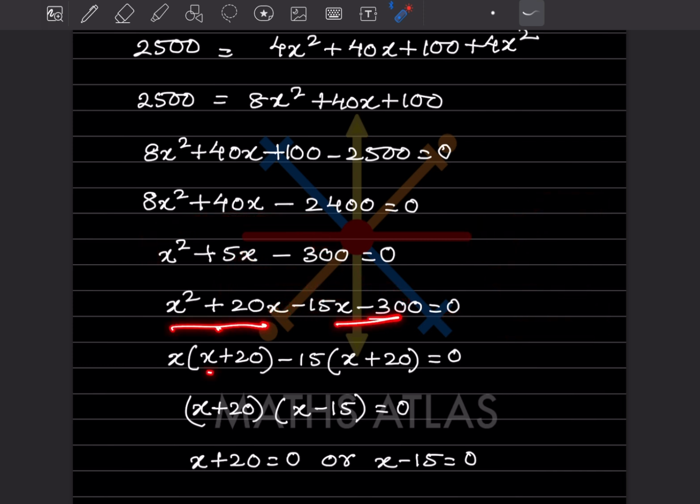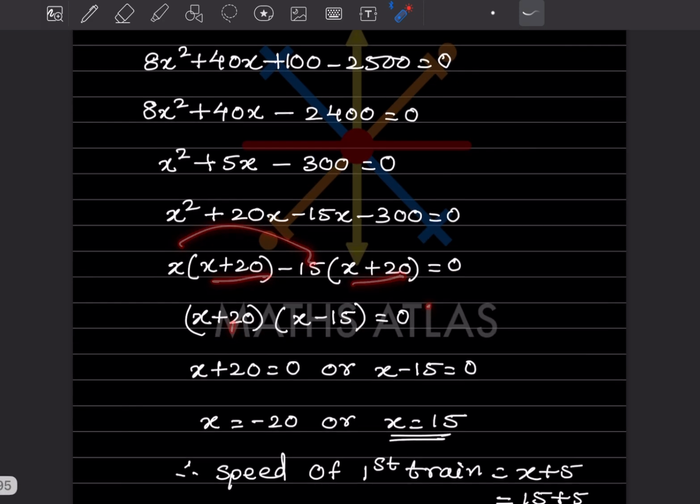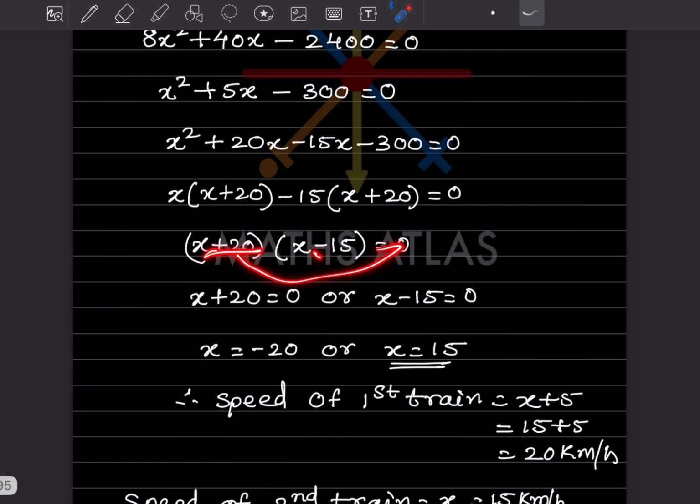From the first one, x is common, this will be x plus 20, the same sign over here. From the second group, 15 is common, x plus 20 remains in the bracket. Now both are the same, that will be (x plus 20)(x minus 15) is equal to 0. This is going to be 0, or this is going to be 0. So now x is going to be minus 20, or x is going to be 15. The speed cannot be negative, so we have to ignore this one. So x will be 15.